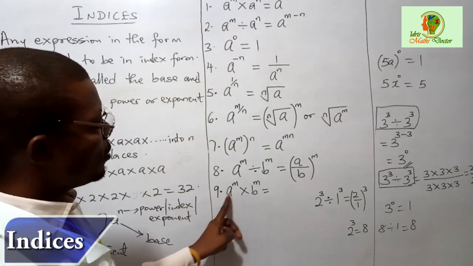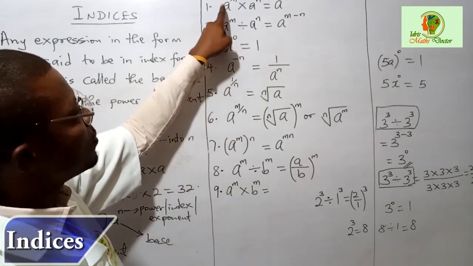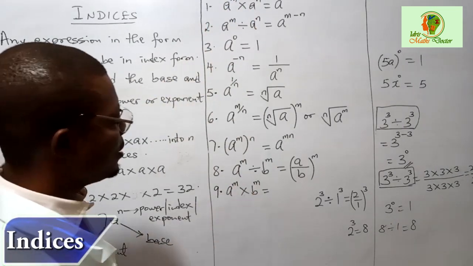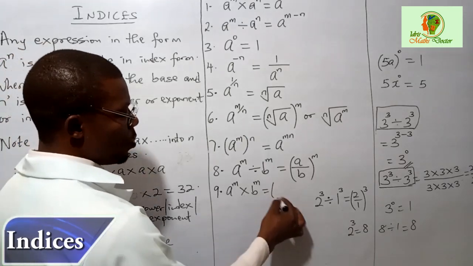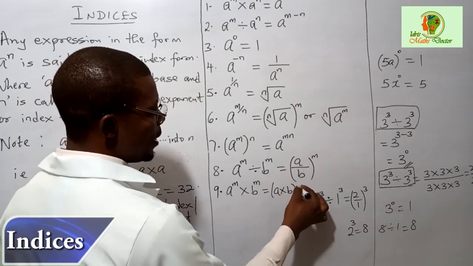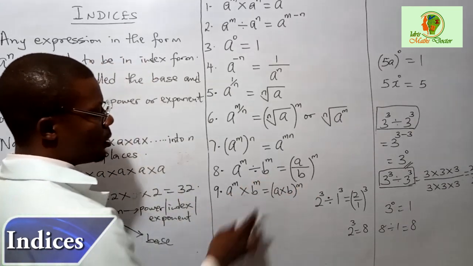While here the bases are not the same, here the powers or indices are not the same, but here the indices are the same. What do you do? You open a bracket, you multiply the bases, and pick one among the common powers.